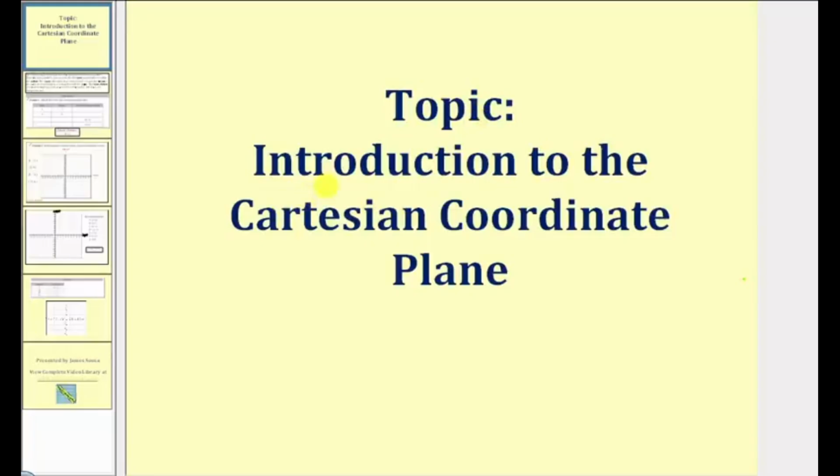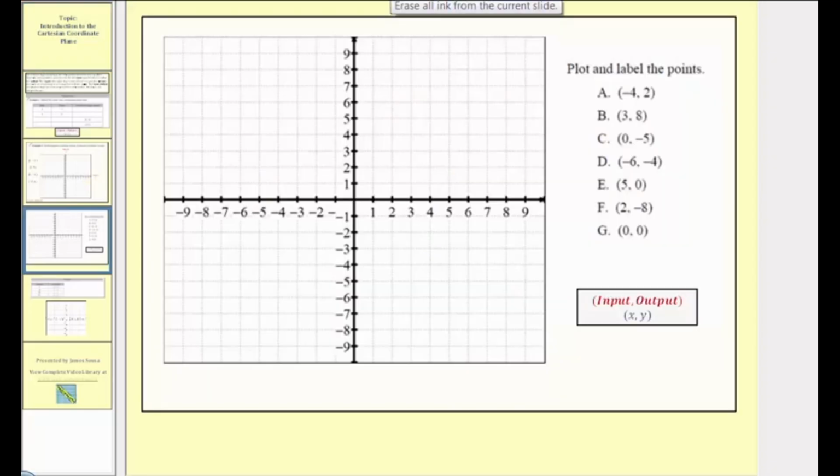Welcome back to part 2 of the introduction to the Cartesian coordinate plane. In this part, we'll plot additional points as well as define the 4 quadrants. We want to begin by plotting the points given here on the right on the rectangular coordinate system.